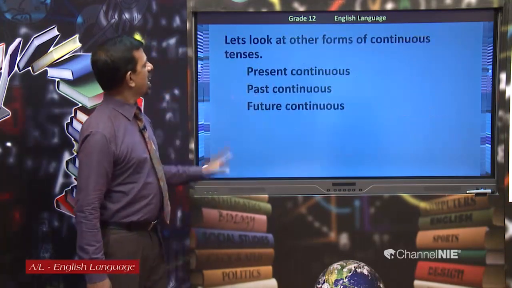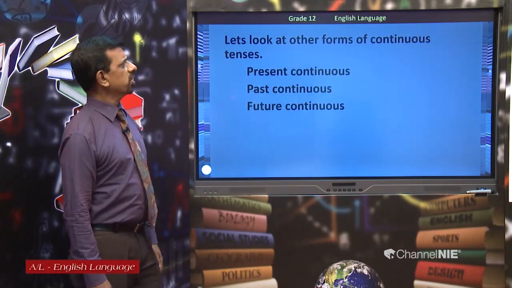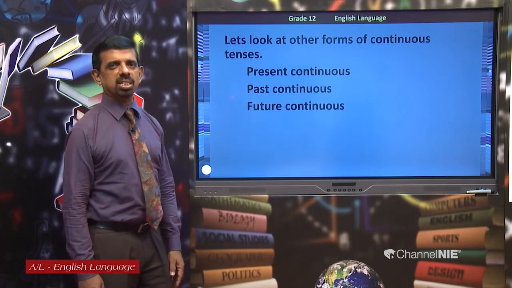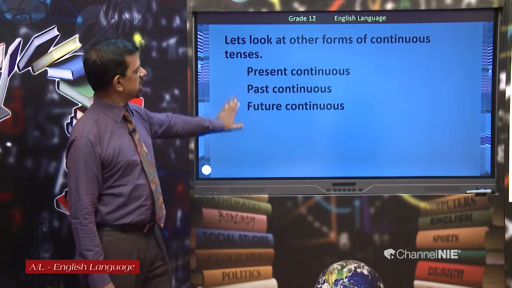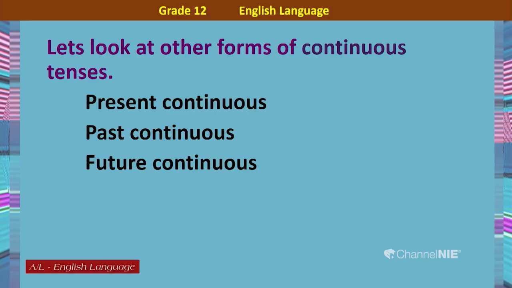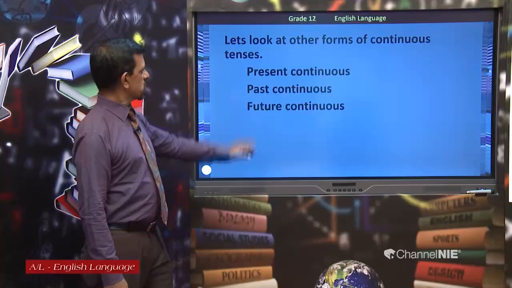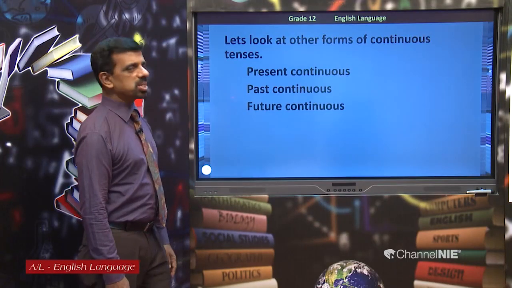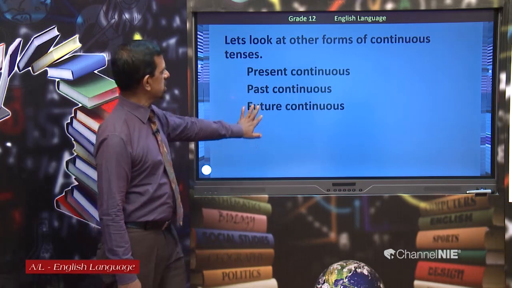All right, let's look at some other forms of continuous tenses. We already learned the present continuous, with its past continuous and future continuous. So let's look at past continuous and future continuous.